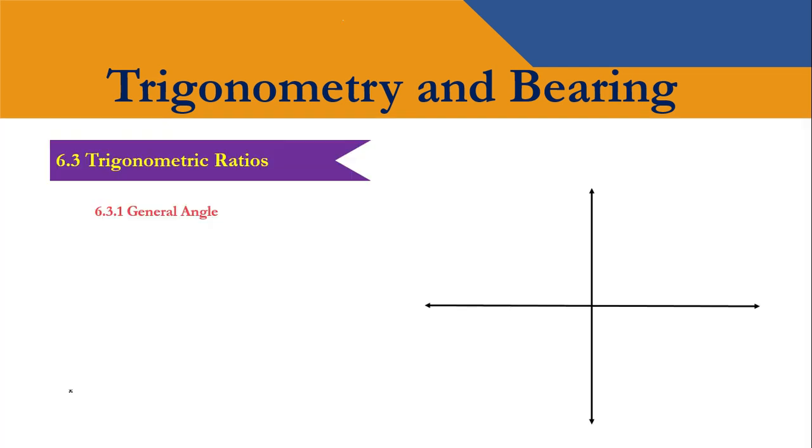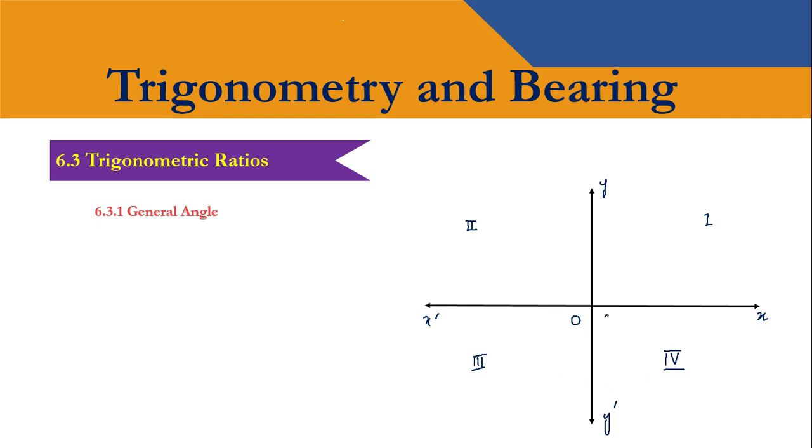To measure the general angle, here I am showing you the coordinate plane. This horizontal line is called the x-axis and the vertical line is called the y-axis. This is the origin of this coordinate plane. The plane is divided into 4 equal parts, and each part is known as a quadrant. This is the first quadrant, the second quadrant, the third quadrant, and the fourth quadrant.